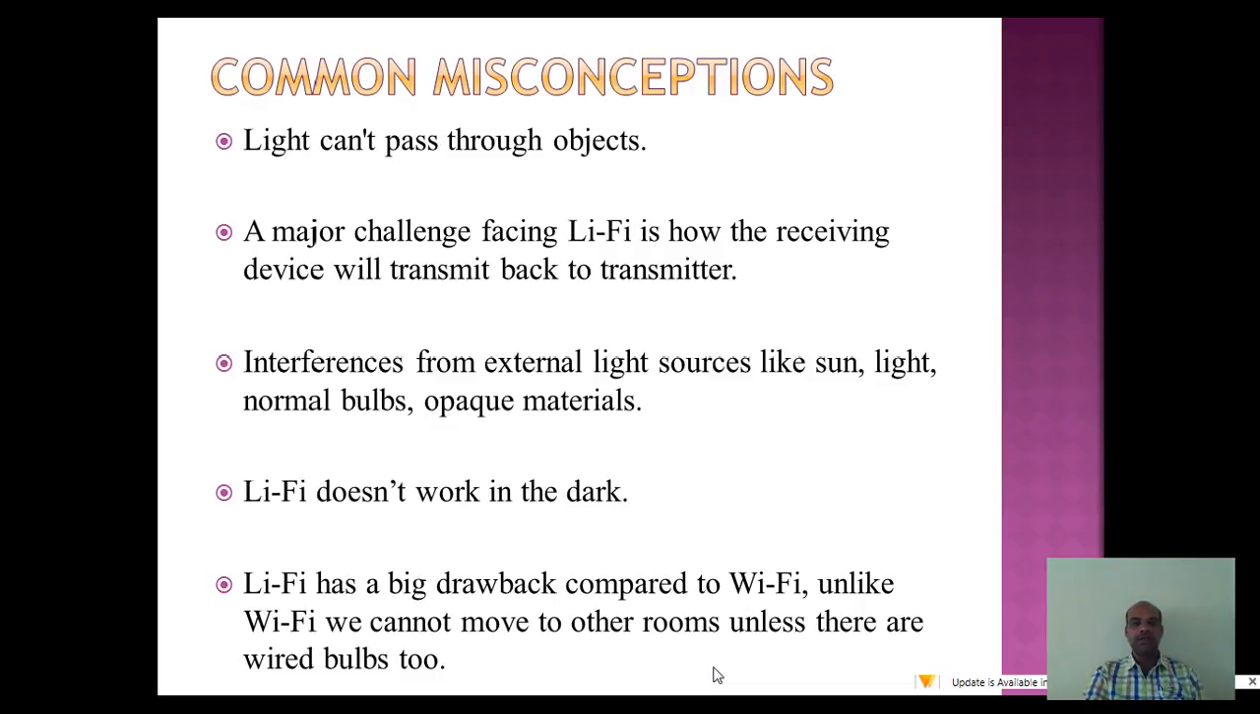This technology also has some disadvantages: if any hard objects are there, the light cannot pass through them. At the same time, a major challenge is how the receiving device will transmit back to the other device. There are also interferences from external lights like the sun and high voltage lights, as well as opaque materials. It does not work in the dark, and the big drawback is we cannot move from one room to another room after installing this.